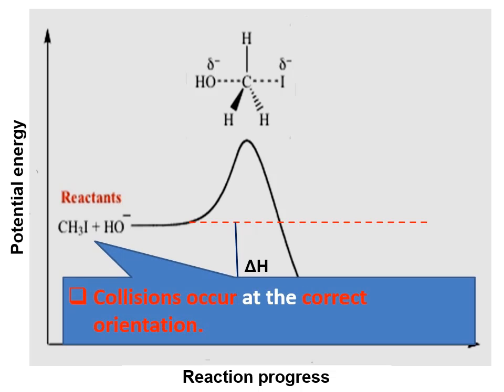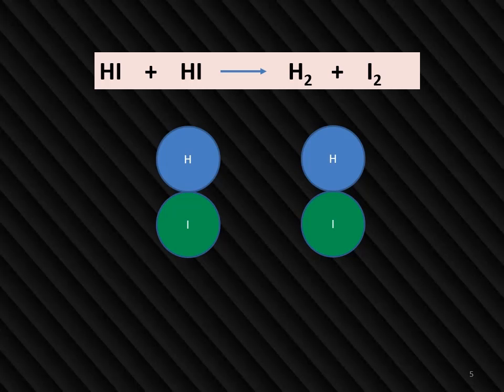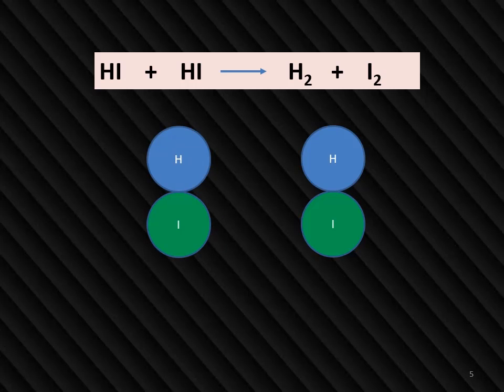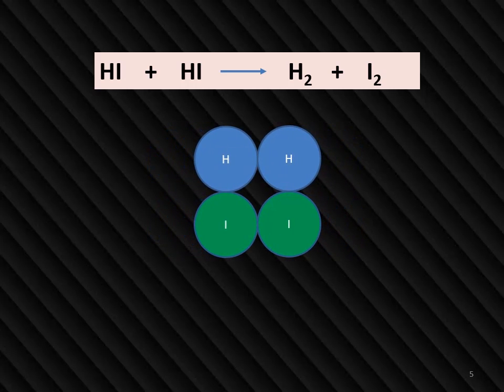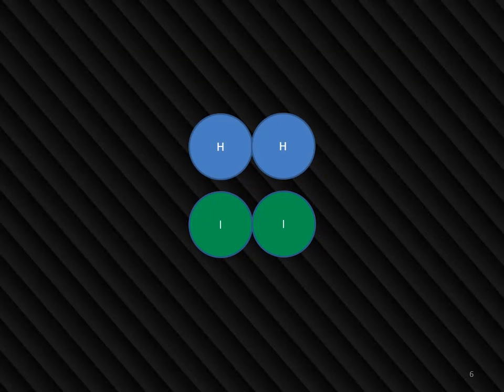First, collision must occur at the correct orientation. Let's look at this example. In order to form the product hydrogen and iodine, the reactant molecules of HI must collide with each other in correct orientation. If the collision is successful, the molecules of product, hydrogen and iodine, will be formed.